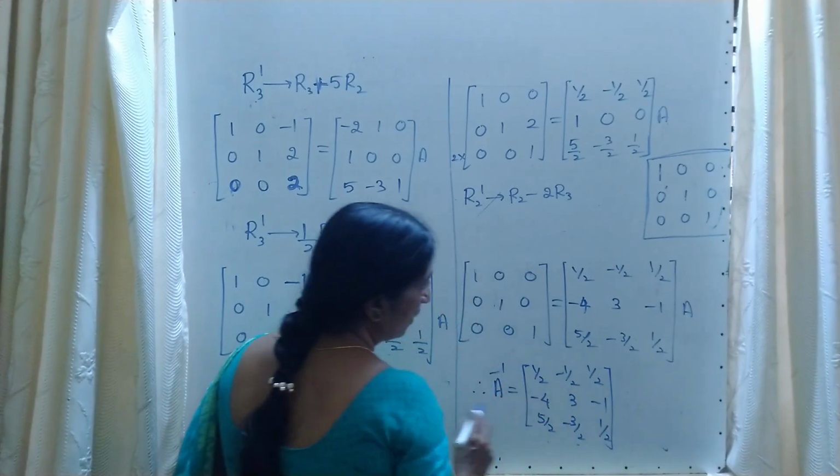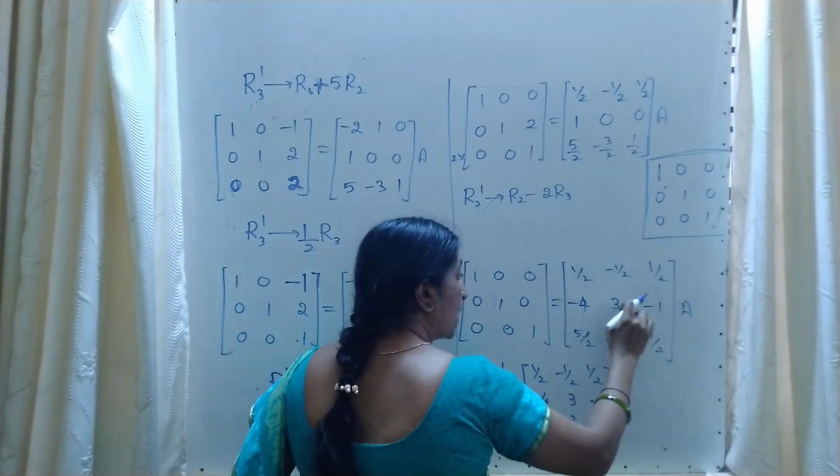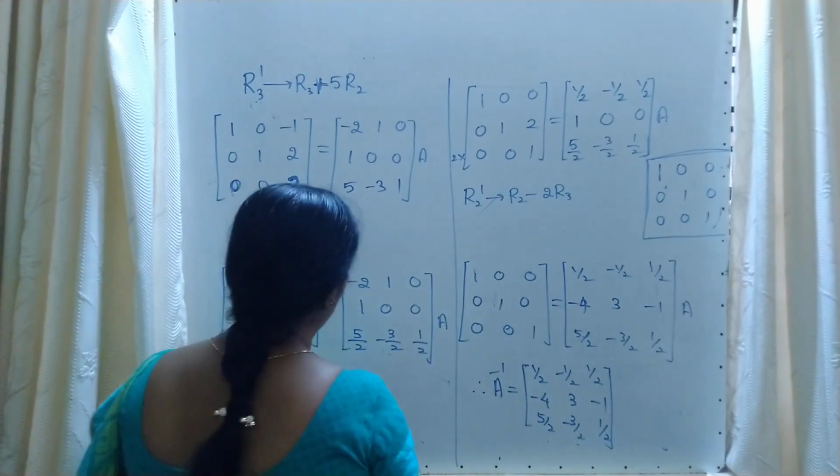See, why are we writing like this? This is A and this is A inverse, and you are familiar, A into A inverse gives identity matrix. With that concept we are writing the inverse.